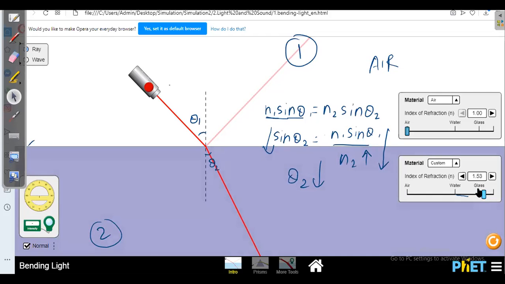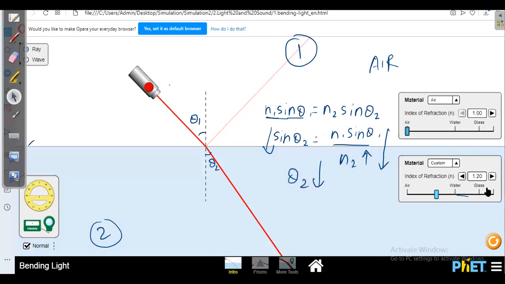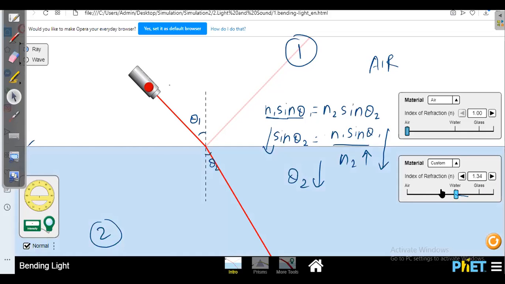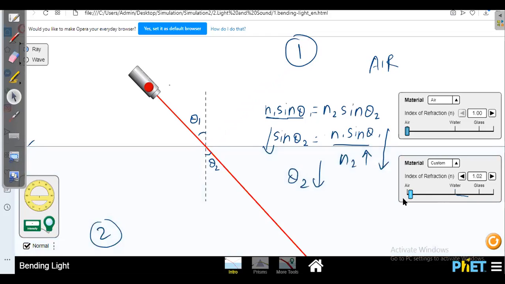My theta 2 is decreasing. I am changing the refractive index of medium 2, then the angle in medium 2 is changing. That means it is decreasing, because it always has to follow this mathematics. Then in this process, what is happening? My angle is getting decreased.